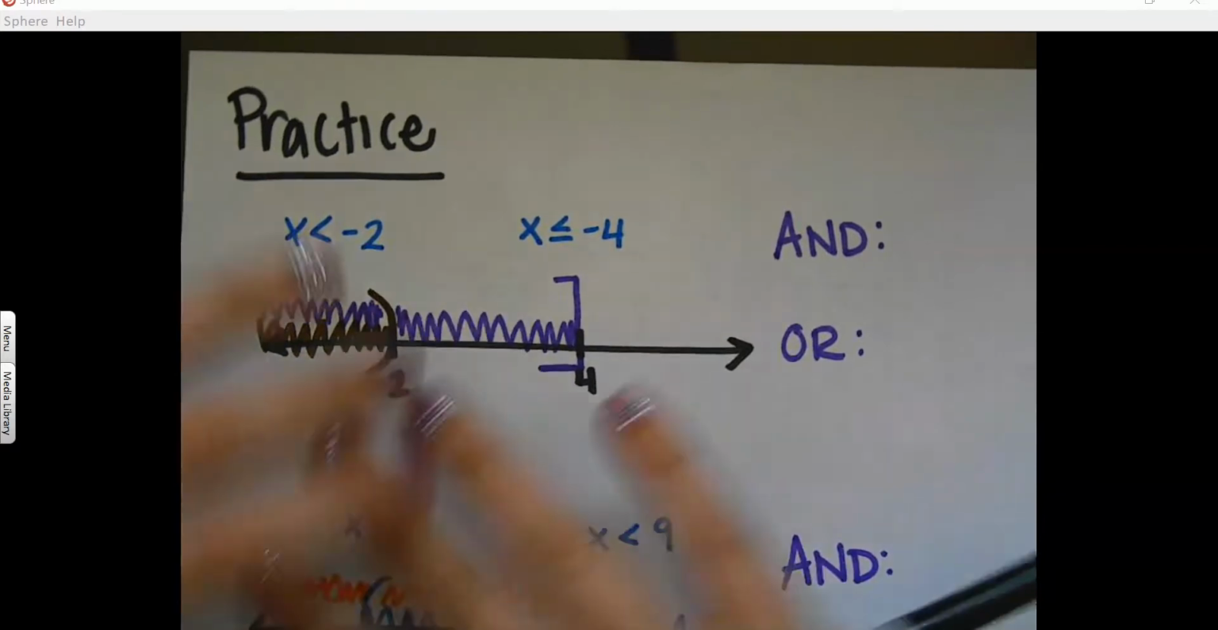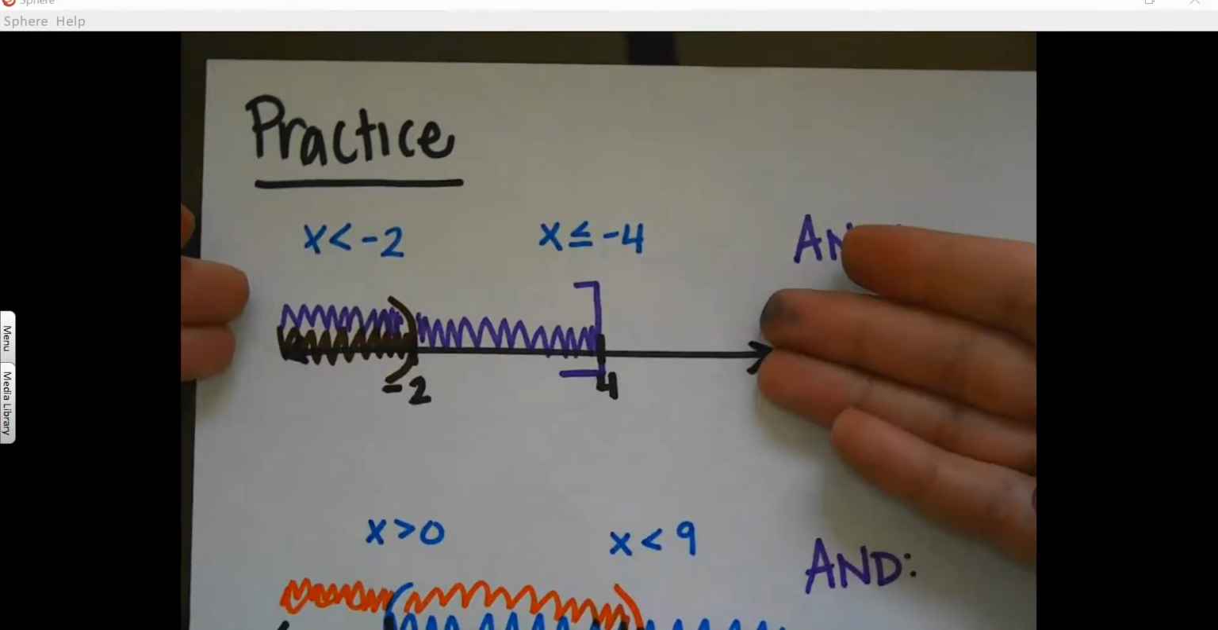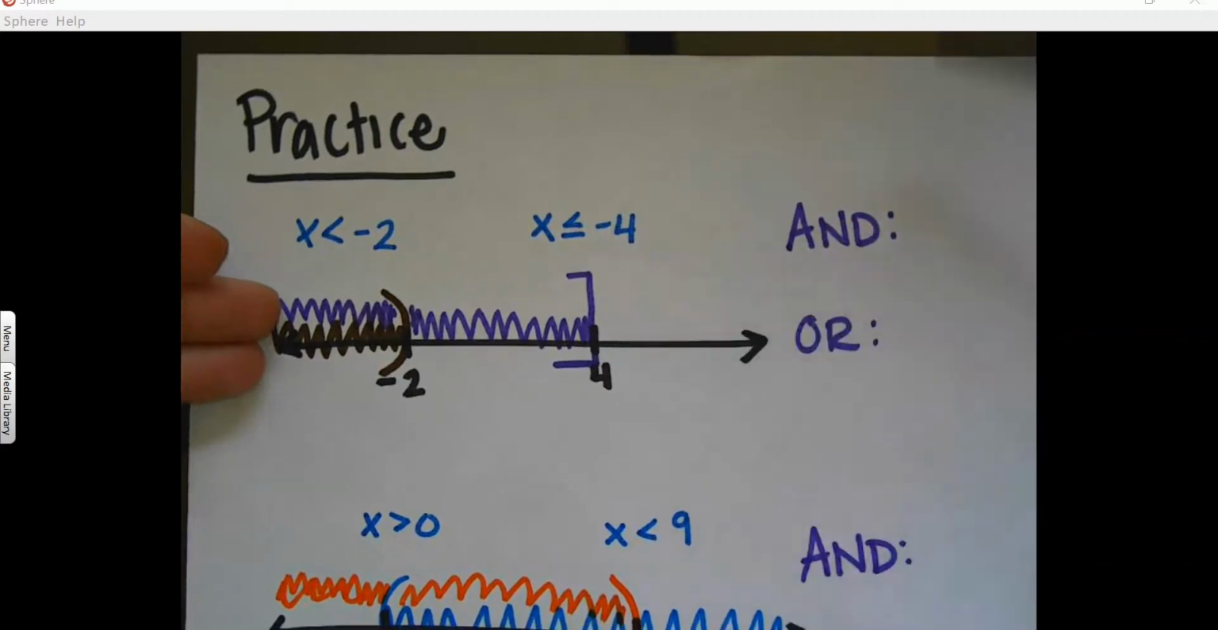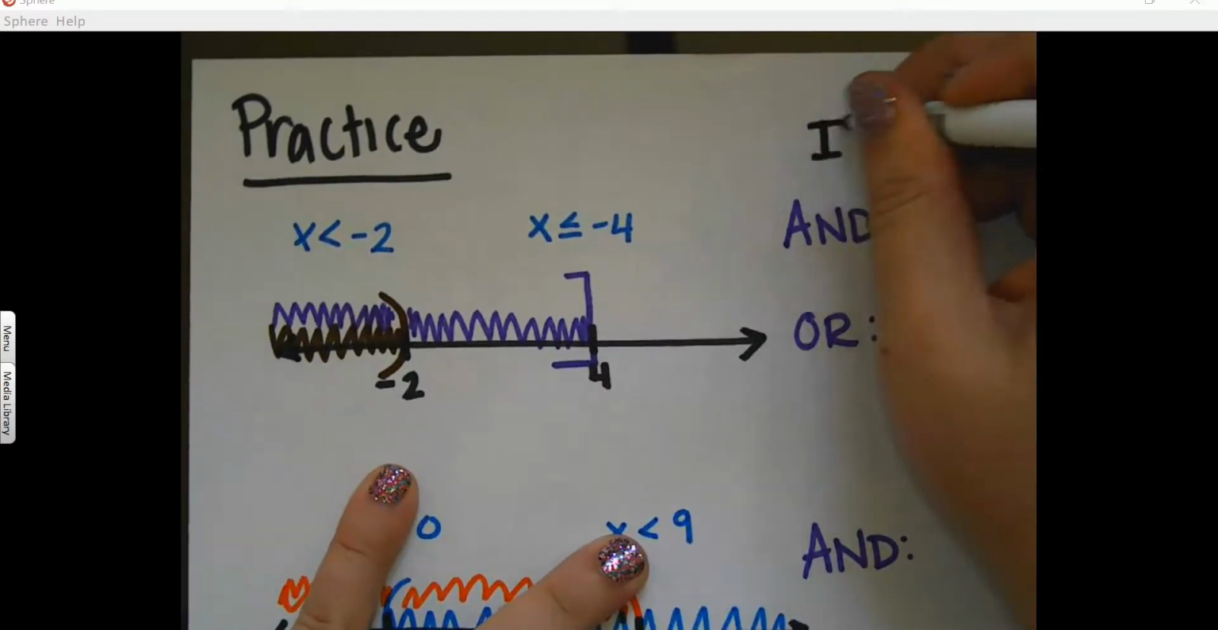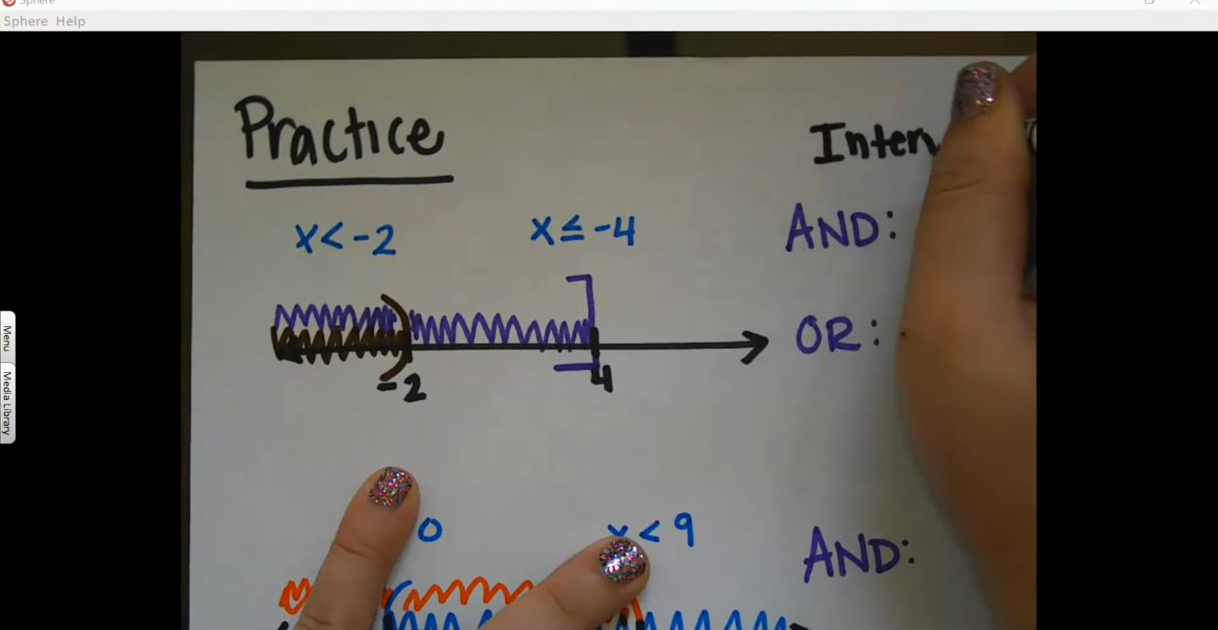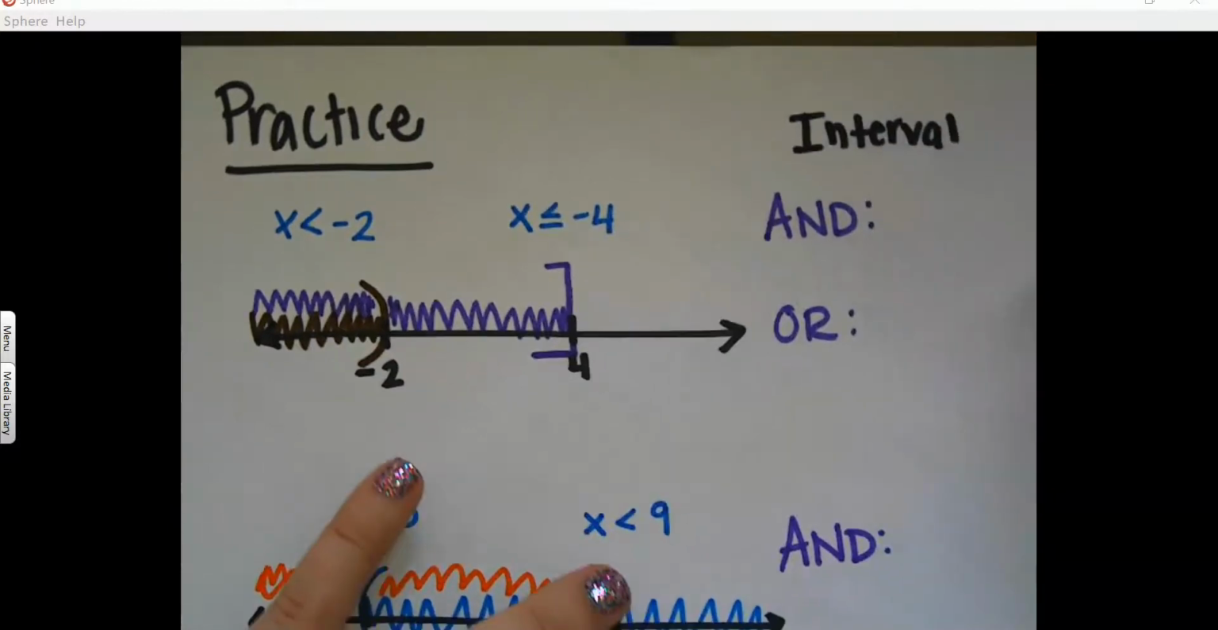So let's say you graphed it all. This is your rough draft. This is not a final draft. Tell me what your interval notation answer would be. So again, pause the video, write your answers down, and then push play.